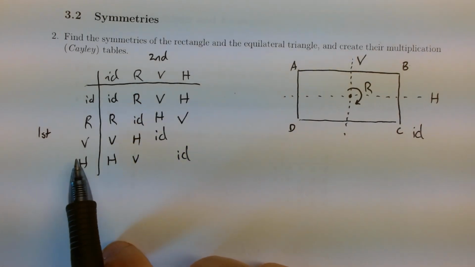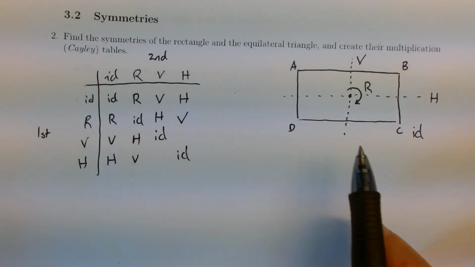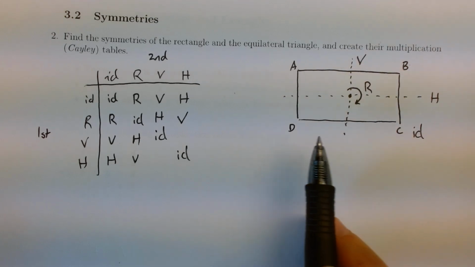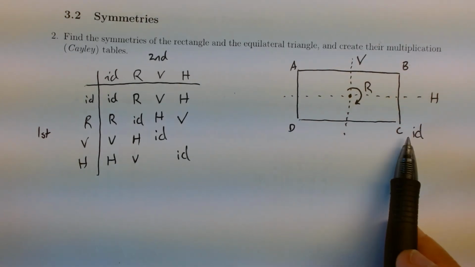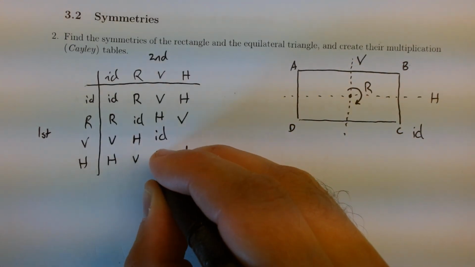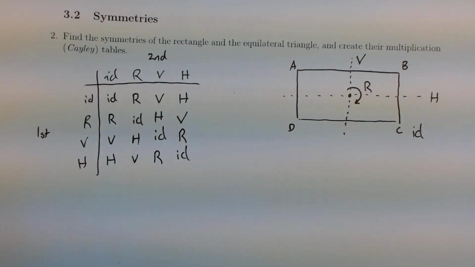And then finally, horizontal followed by vertical. Let's again track where A goes here. And then the horizontal flip goes there. Well, so A ended up on the opposite corner. It also ends up on the opposite corner if you do the rotation. So I'll just finish this up. You can try the other way around.